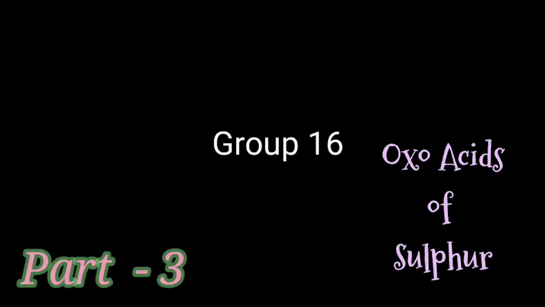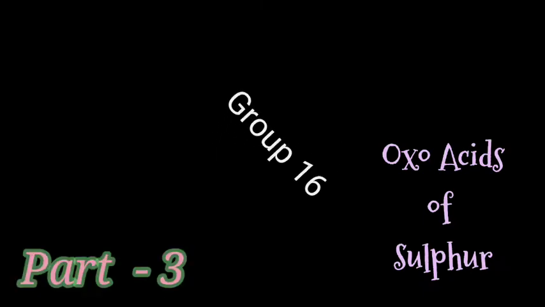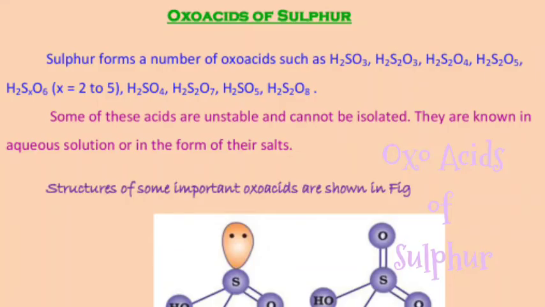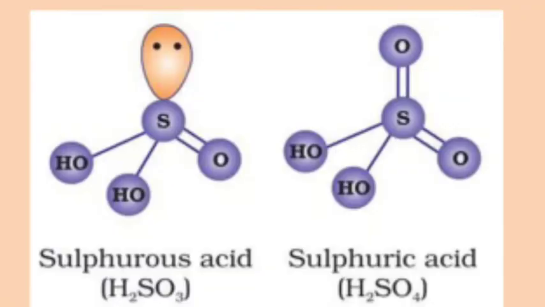Dear students, welcome to the third part of Group 16. Here we are going to study about oxo acids of sulfur. Sulfur forms a large number of oxo acids, but some of them are unstable, but most of them exist in solution. Let us discuss one by one.